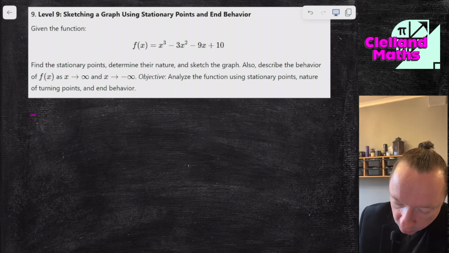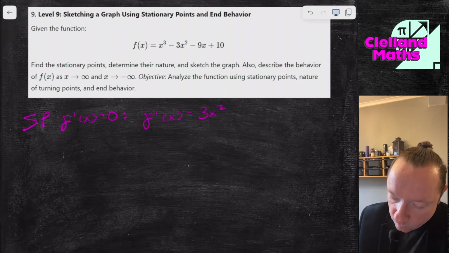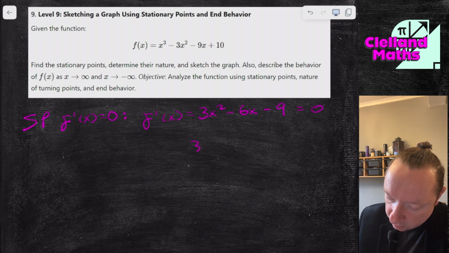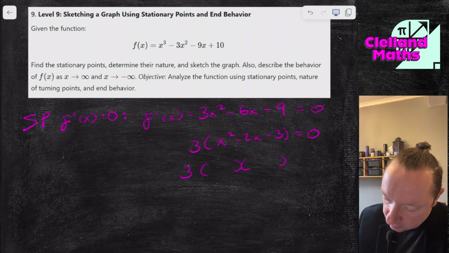So I'm going to look at stationary points when f dash x equals 0. So f dash x is 3x squared minus 6x and minus 9. And we're going to say that equals 0. So taking the 3 out as a common factor to get x squared minus 2x and minus 3. So that's 3. Let's hope it factorises. X and x, 3 and 1, minus 3 plus 1 is minus 2. So that means that you've got a stationary point at x equal minus 1 or at x equal 3.